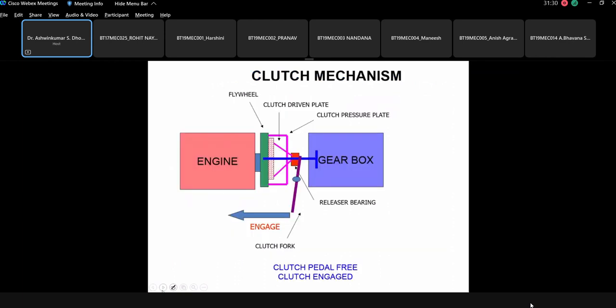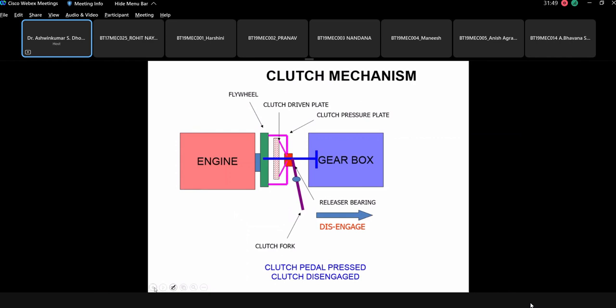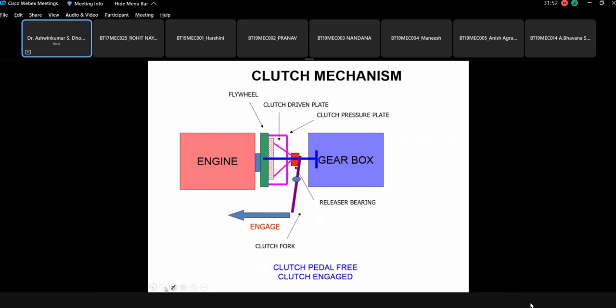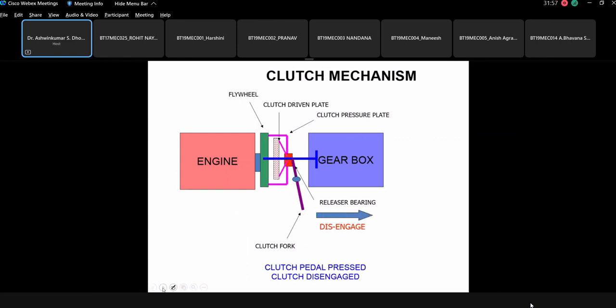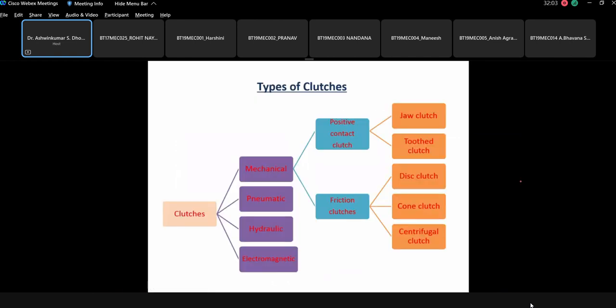Now this picture will show you the clutch mechanism in the engaged position. This is the flywheel, and the flywheel will act as one of the clutch plates. Right now it is in the engaged position. In the next figure, this is the clutch disengaged, this is engaged, and the next one is the disengaged condition. This is a beautiful animation. Then we will be discussing the basic parts of the clutch.